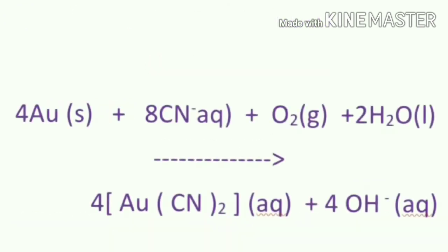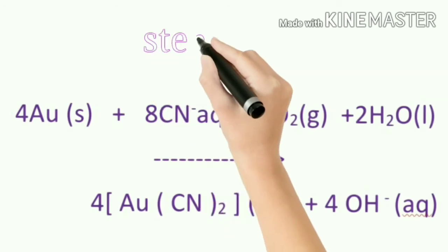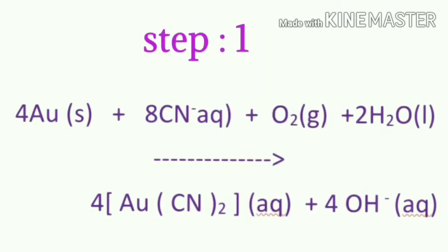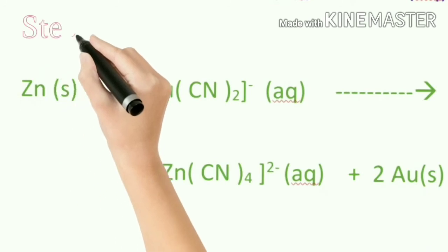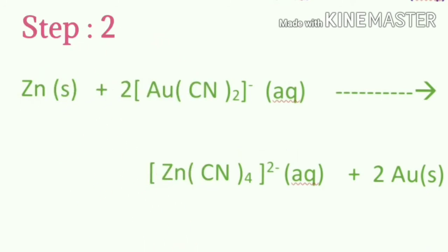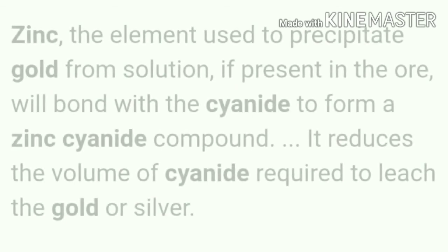Let's see the equations. The Step 1 equation is given here: gold with cyanide plus oxygen and water gives a complex. In Step 2, we add zinc to that complex and get another soluble complex. Now let's see the role of sodium cyanide in the extraction of gold.